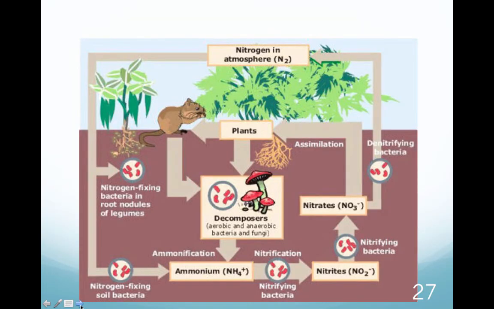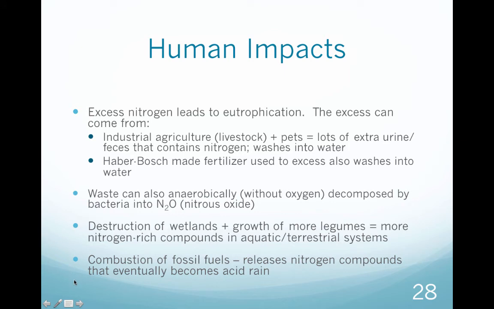Oh, look, nitrogen cycle. All right, human impacts on the nitrogen cycle. The first one that's listed here is excess nitrogen leads to eutrophication. The excess can come from industrial livestock and pets, also from the Haber-Bosch process. Waste can also anaerobically, and anaerobic means without oxygen, be decomposed by bacteria into N2O, which is nitrous oxide. The destruction of wetlands and the growth of more legumes equals more nitrogen-rich compounds that are then introduced into aquatic and terrestrial systems, and then the combustion of fossil fuels.